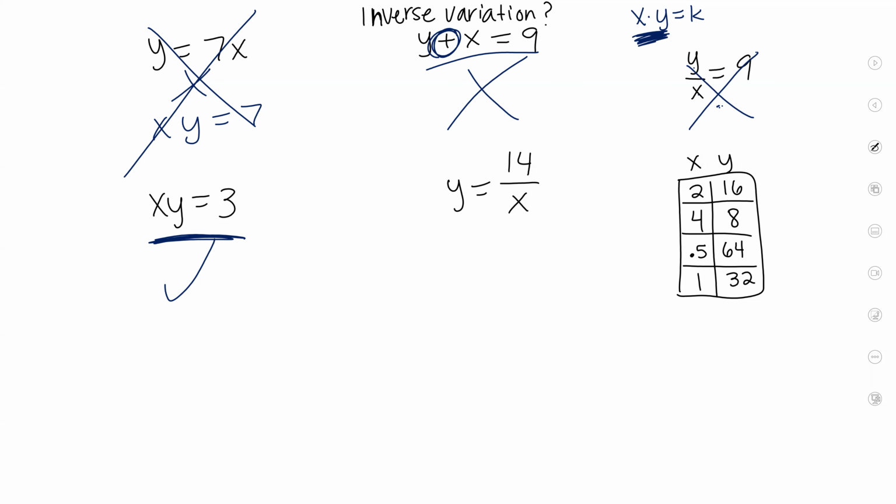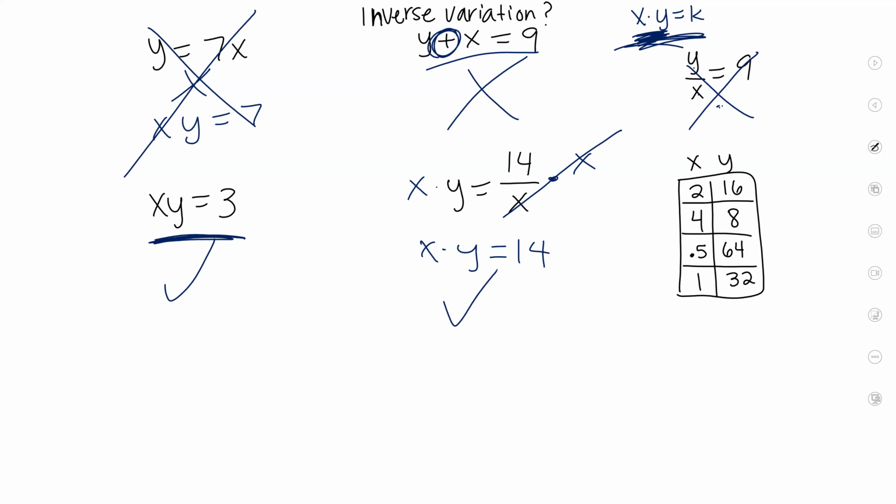This one's a trick one. Is this one inverse variation? What can I do to put it in this format? Yes, multiply this side by x, that cancels, multiply this side by x. Now I have x times y equals 14. Is that inverse variation? So that one worked.